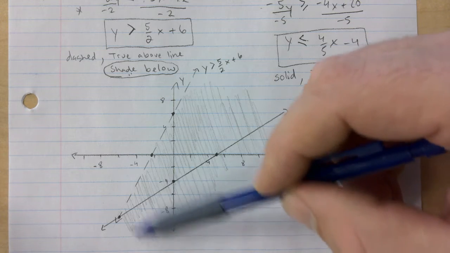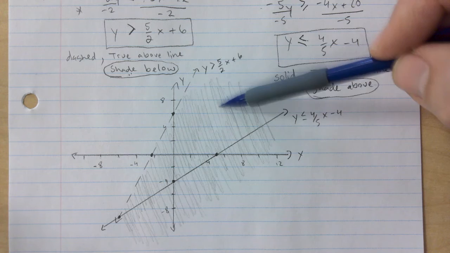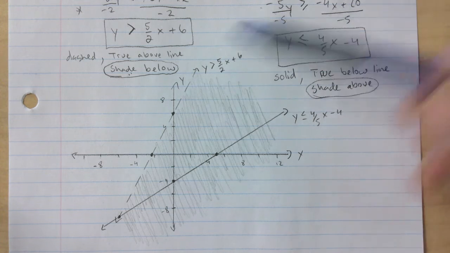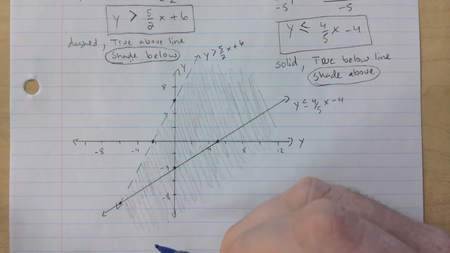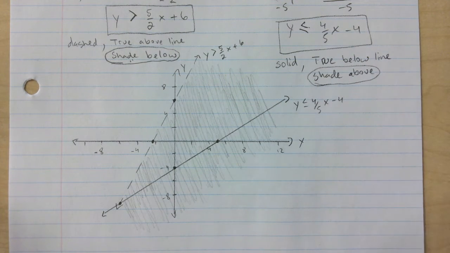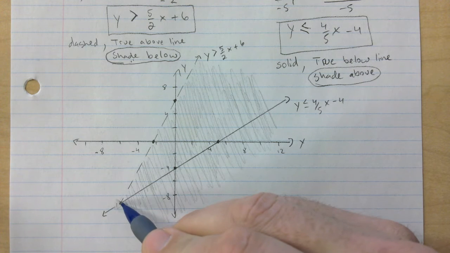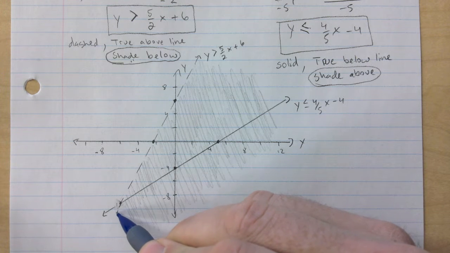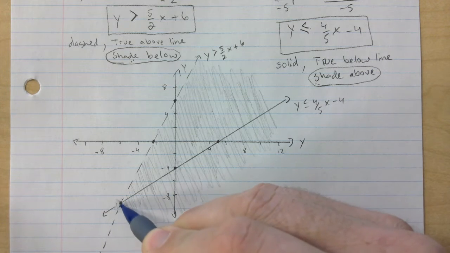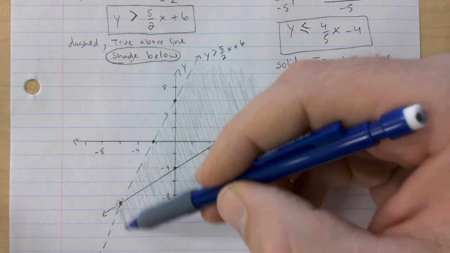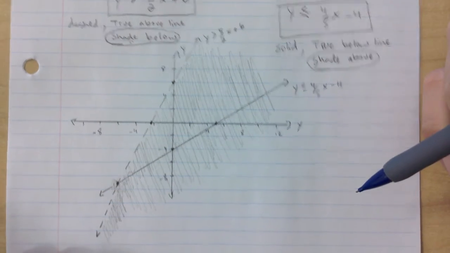Because now we're looking at the system, not just one, right? So it's all shaded this way. So we shaded everything below this line, okay? And in fact, I don't know how your graph looks, but I'm going to extend this here a little bit more even. And I'm going to shade everything below it here as well. Okay.